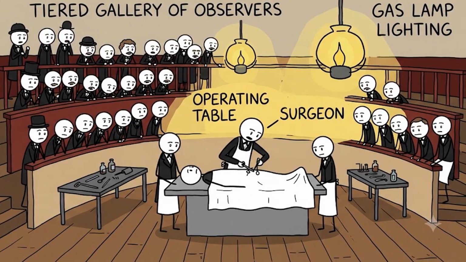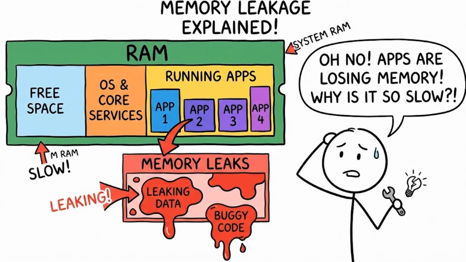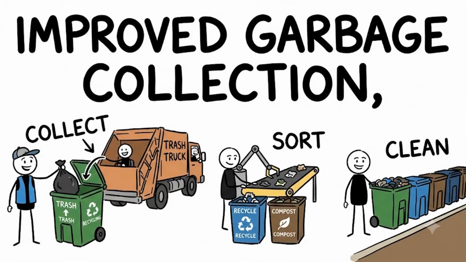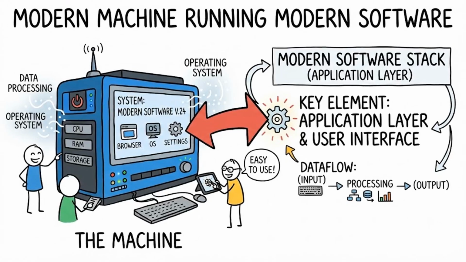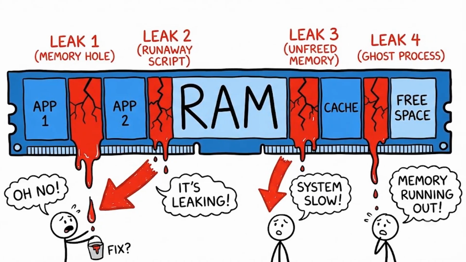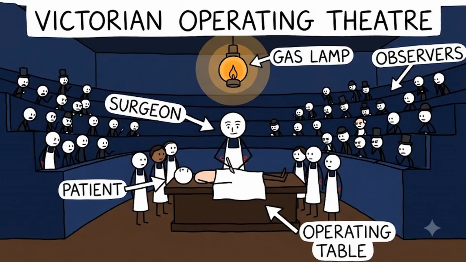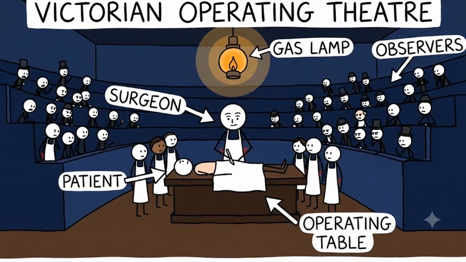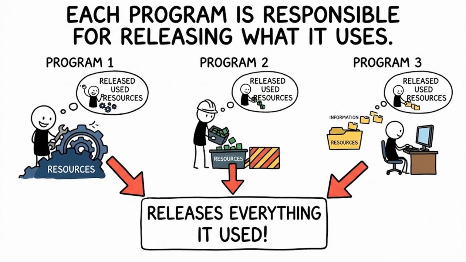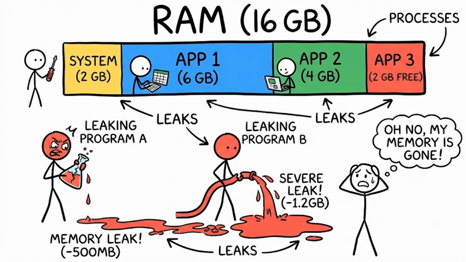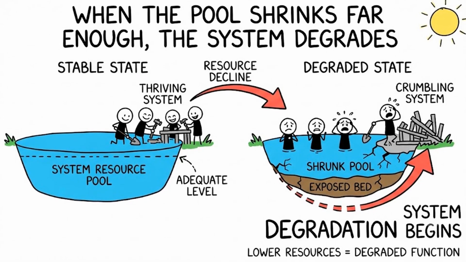Modern operating systems are significantly better at memory management than their predecessors were. Automatic restarts during software updates, improved garbage collection, and better process isolation mean that a modern machine running modern software genuinely needs to restart less often than it once did. But the fundamental architecture has not changed since the first operating systems were designed. Multiple programs share a pool of memory. Each program is responsible for releasing what it uses. When programs fail to do that correctly, the pool shrinks. When the pool shrinks far enough, the system degrades.